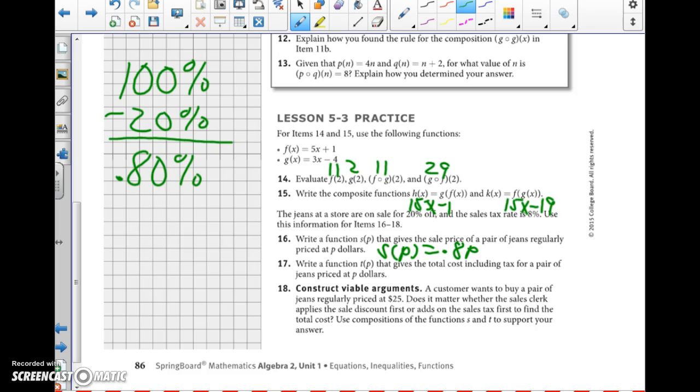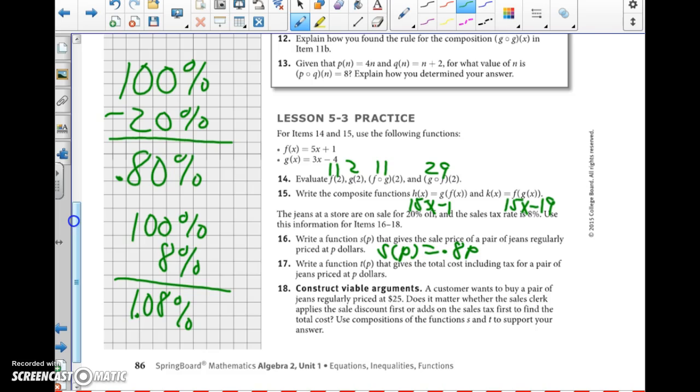Now we're going to the second part. Write a function T of P that gives the total cost including tax for the pair of jeans. Now here's the only part you've got to understand. When they ask that question, that means if it's not on sale, but you're paying tax on the jeans, then what's it going to be? So if it is not on sale, how much are the jeans? 100%. How much is tax? 8%. So how much are you paying for the jeans? 108%. Okay. So what's that as a decimal? 1.08.